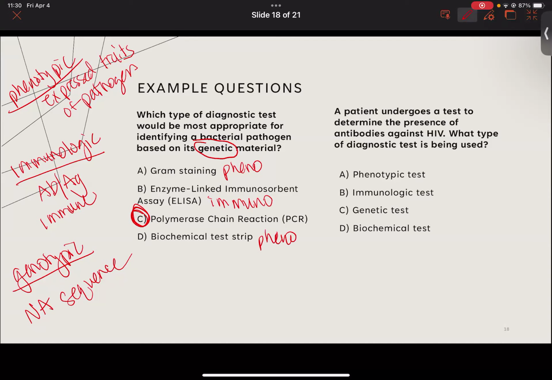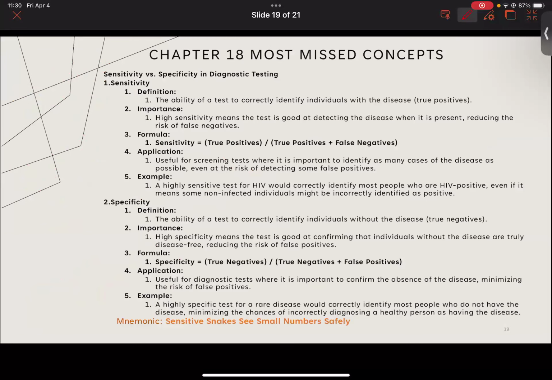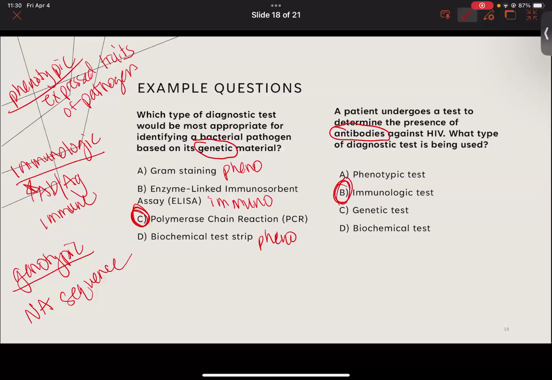Next question. A patient undergoes a test to determine the presence of antibodies against HIV. Well, we're looking at antibodies. Which category did that fall under? Immunologic. All right. Phenotypic would be looking at biochemical traits, or whether it's stained positive or negative, or the phage typing, etc. Genetic test looking at the actual specific genotypic makeup, the nucleic acid makeup, the ATCGs of it. And then biochemical tests are a type of phenotypic test.